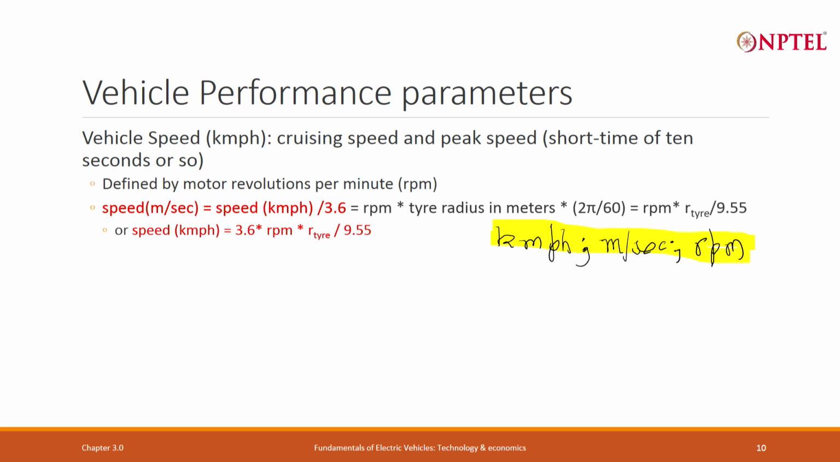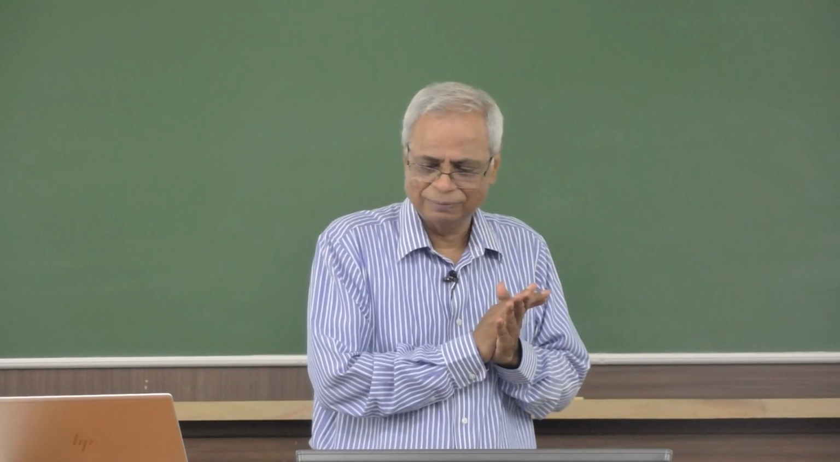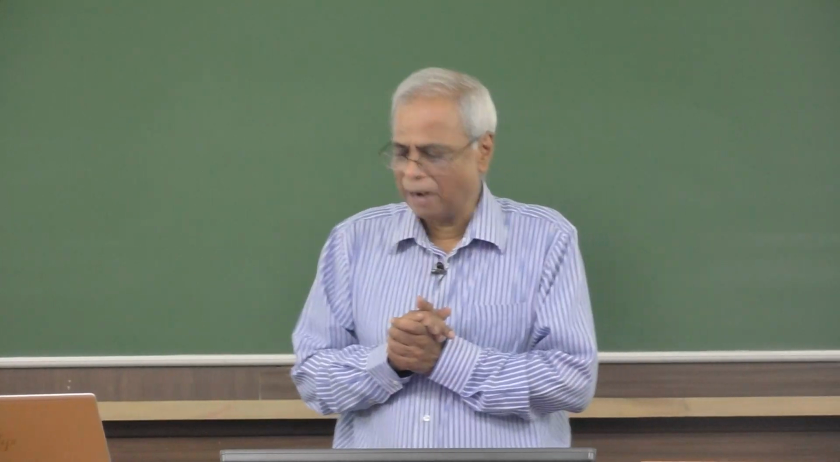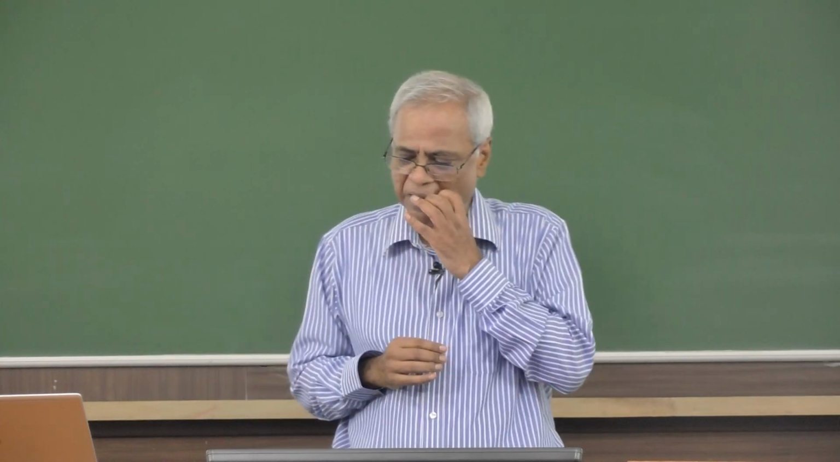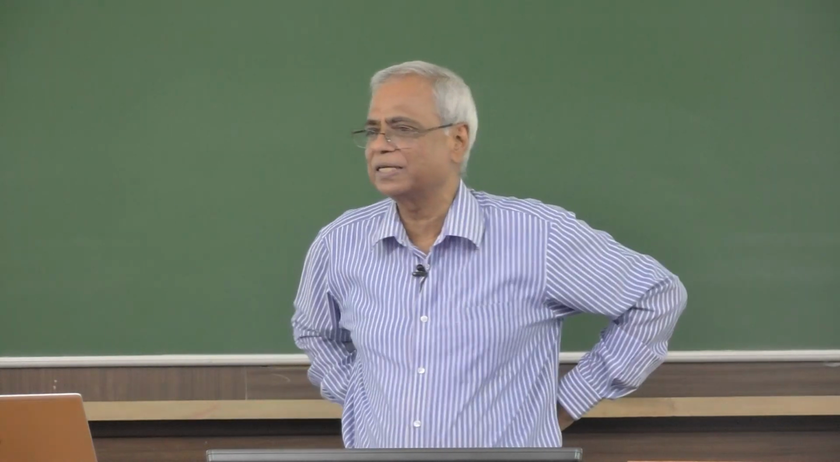Speed in meters per second is RPM multiplied by 2 pi R divided by 60, and if I simplify 2 pi by 60 and look at it, it is actually RPM into R tire divided by 9.55. So, this 9.55 number comes very often, keep that in mind. Most of the time it is approximated as 10. You multiply RPM with the radius of the tire and divide by 10, and you get meters per second.